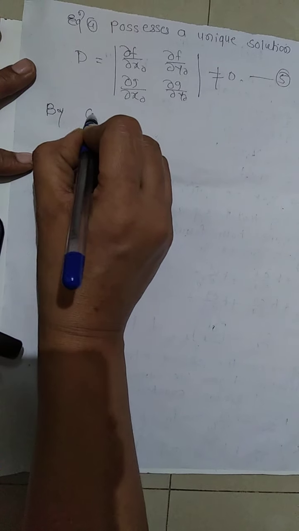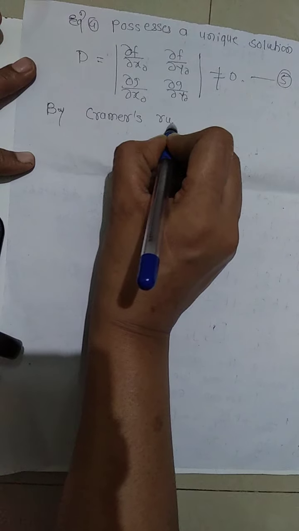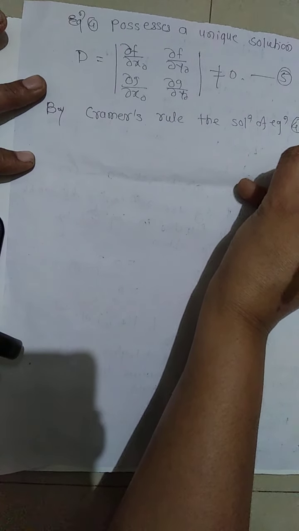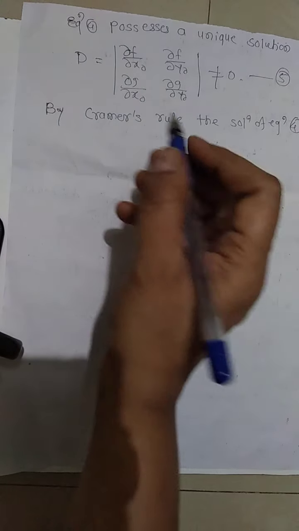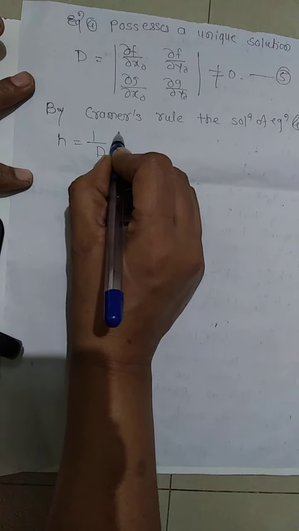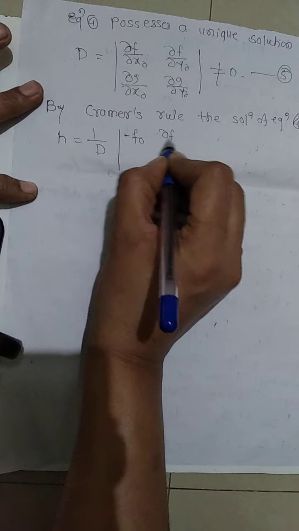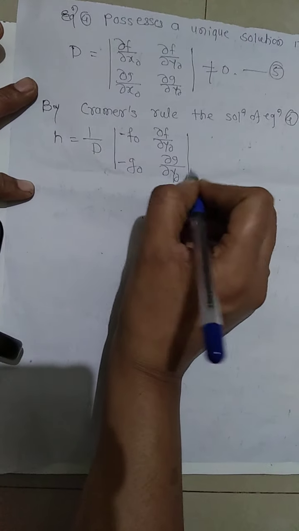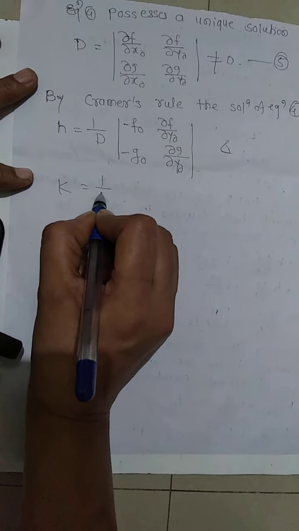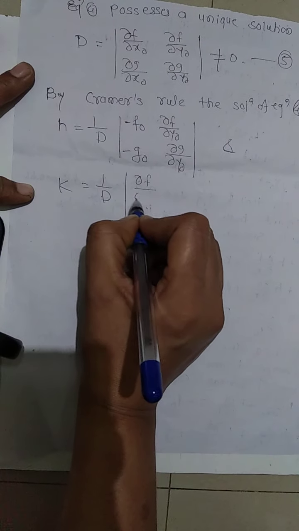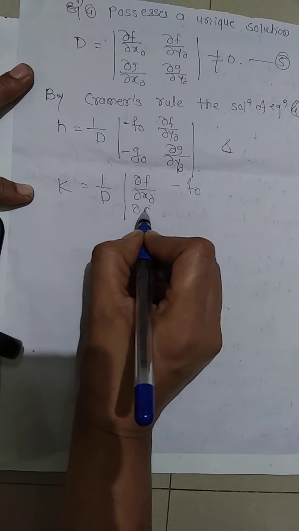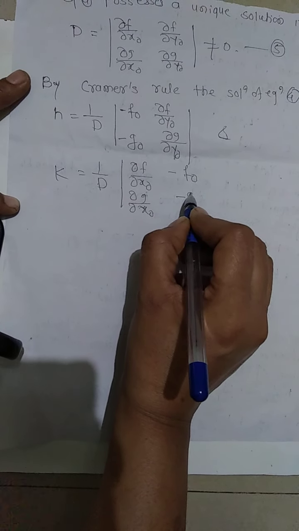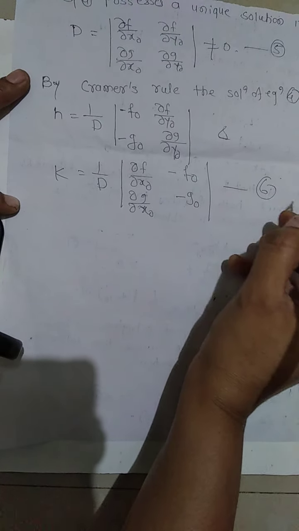By Cramer's rule, the solution of equation 4 is h is equal to 1 upon d into minus f0 del g upon del y0 minus g0 del f upon del y0, and k is equal to 1 upon d del f upon del x0 minus f0 del g upon del x0 minus g0. That is equation number 6.